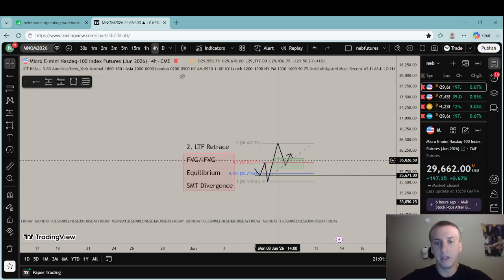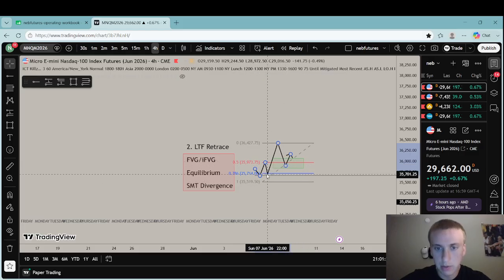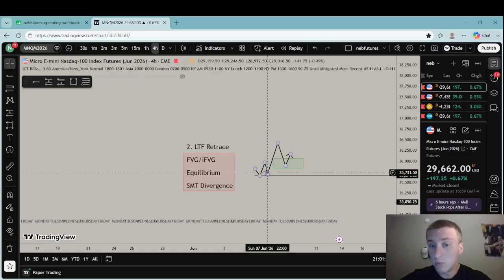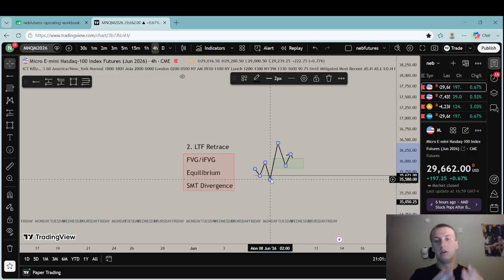Now let's say we have an SMT. Say, here's NQ, say ES doesn't even tap into the gap at all. That would be an SMT, okay? Or say ES doesn't sweep out this low. That's an SMT. That's more confirmation that we're going to the upside. If NQ and ES don't agree, one of them's lying. It's simple as that. So if they're both headed down and one of them sweeps out, then we're looking long.